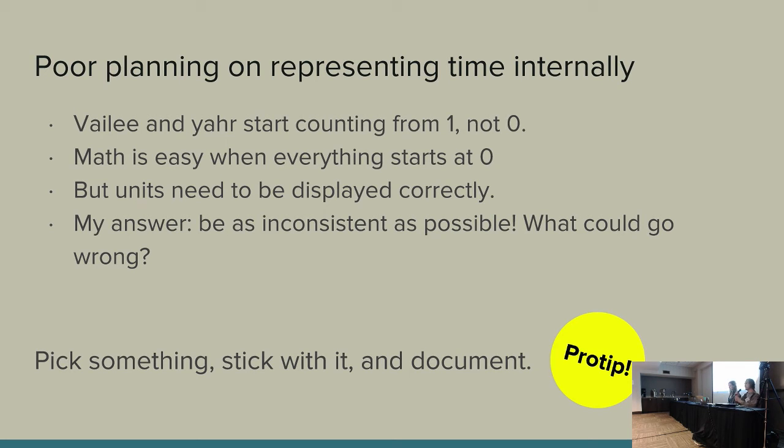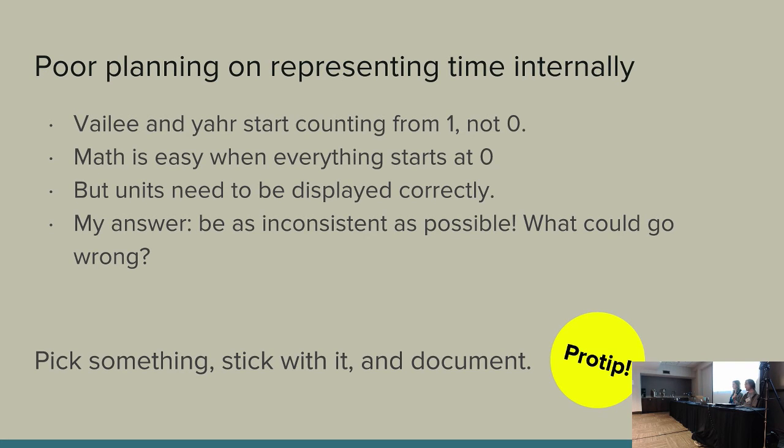Okay. Jumping back to programming a bit, of the many things I could have done better, just to pick out one: I did a poor job of representing time internally and planning how to do that. One of the annoying things about the D'ni time system, like around service time, is that some units start counting from 0, some start counting from 1.